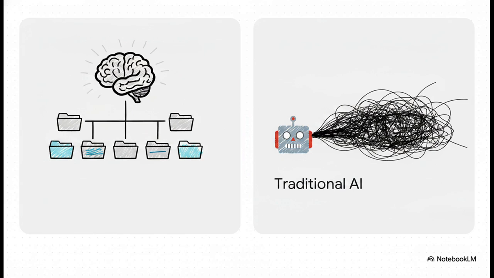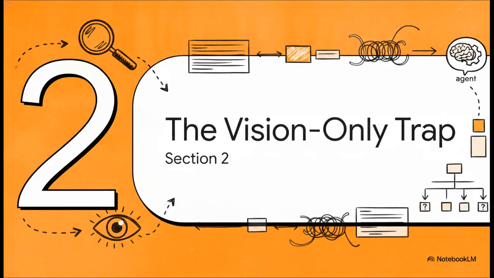Not only does this rob the agent of that overarching structural context we just talked about, but forcing an agent to read a whole repo's text results in absolutely massive token consumption. It's literally like reading the entire encyclopedia just to find a recipe for pancakes. It's just incredibly inefficient.